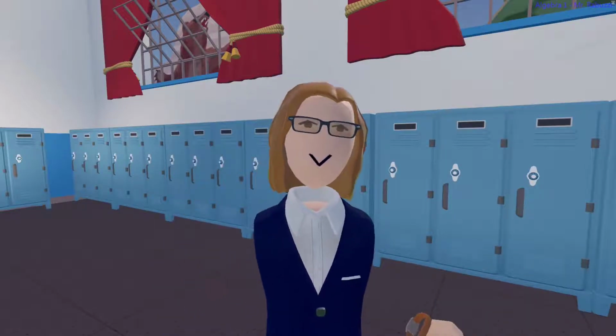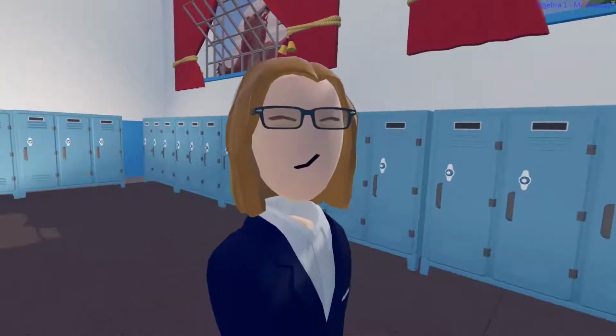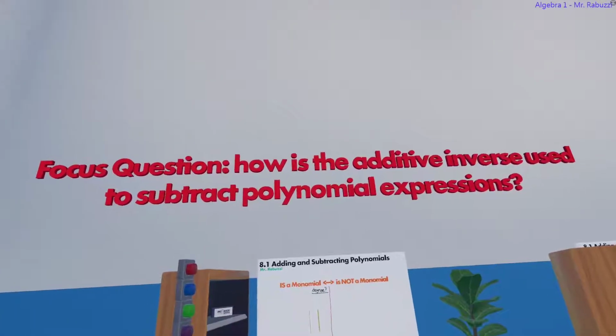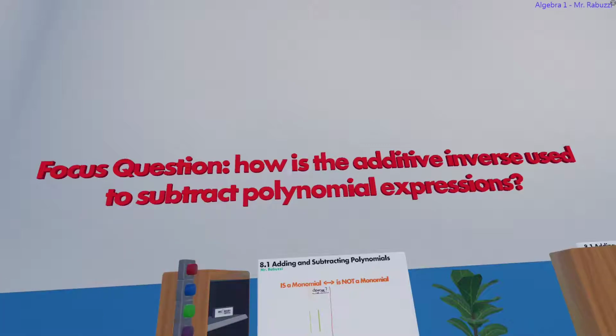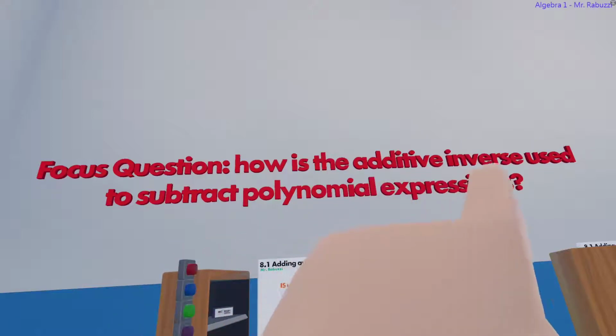It's a little bit of a new topic, but we're going to start with a little bit of an old topic. So first, let's check what our question for today is. What are we going to learn today? Our focus question today is, how is the additive inverse used to subtract polynomial expressions? So we can see from this, we're going to be learning about polynomials and subtracting them. We're also going to add them, and we're going to use this thing called the additive inverse to do that.